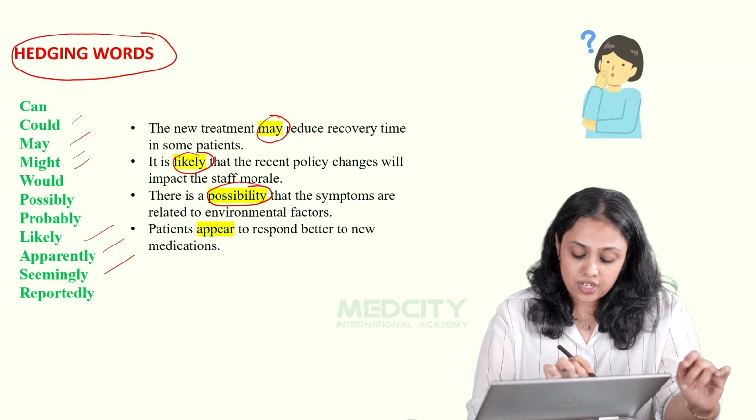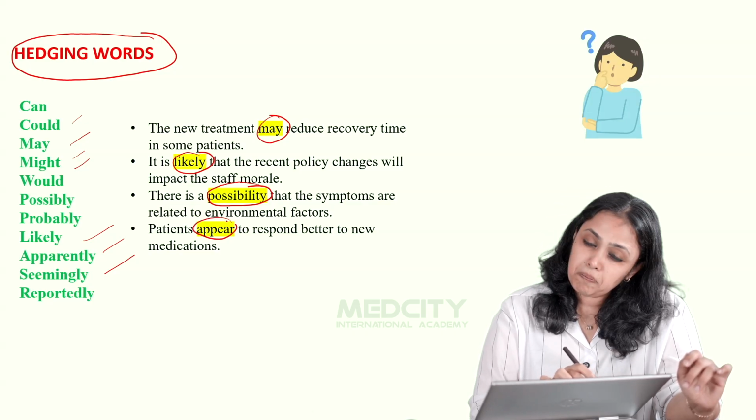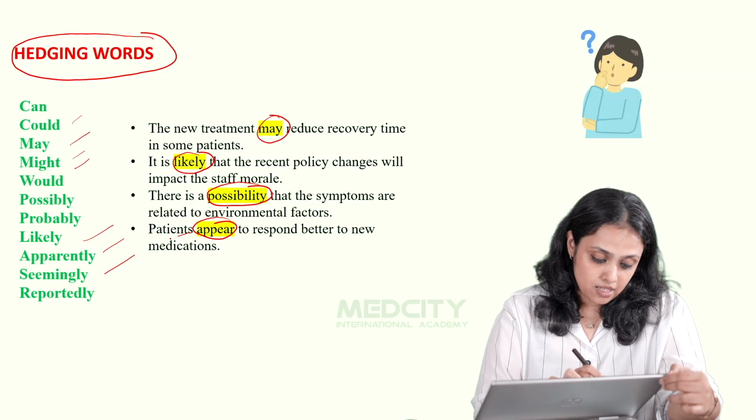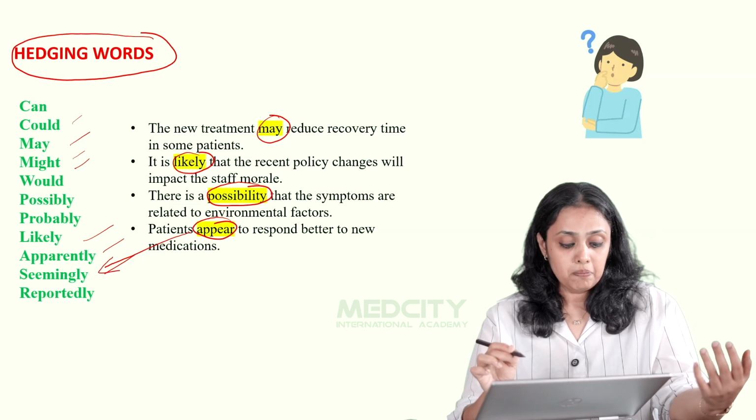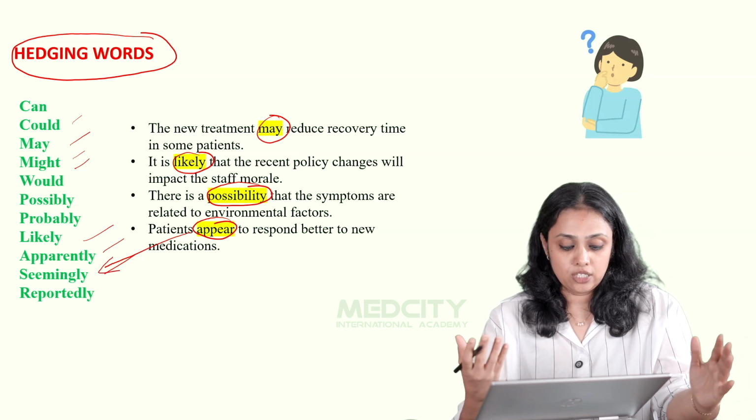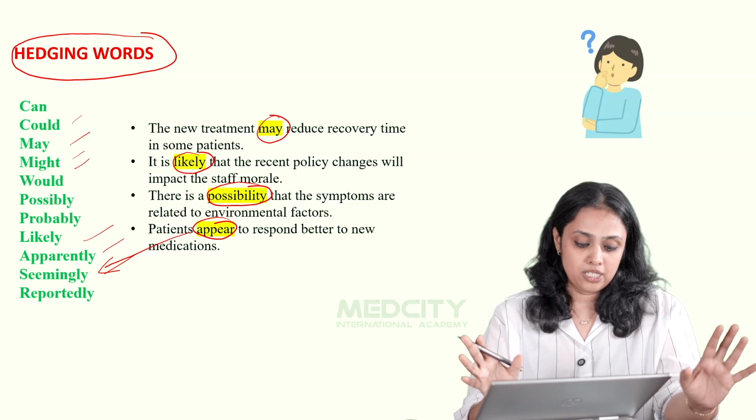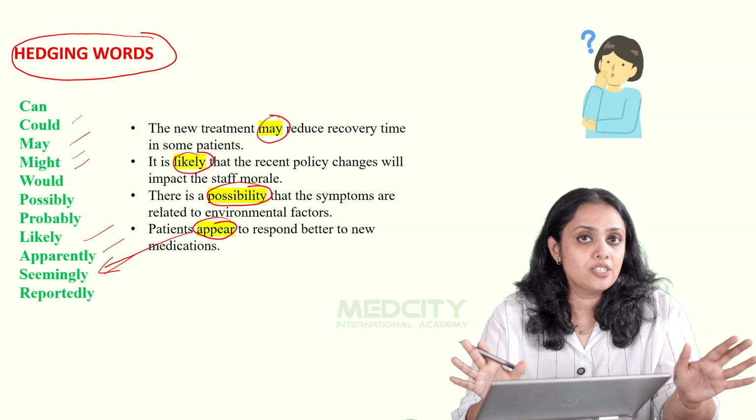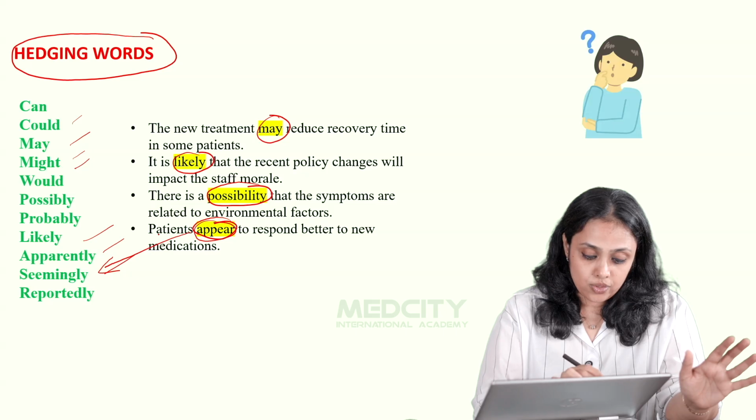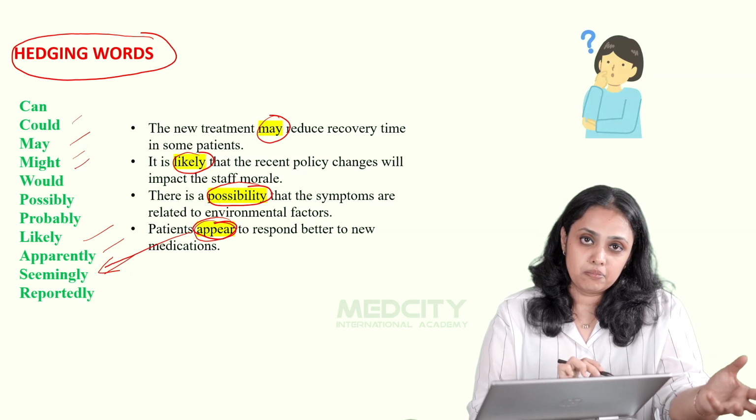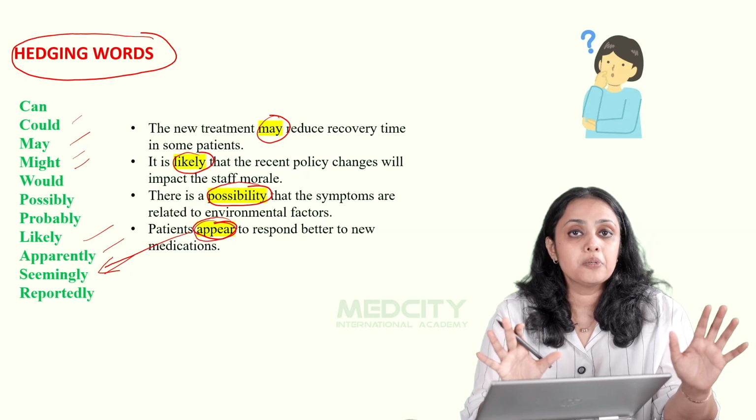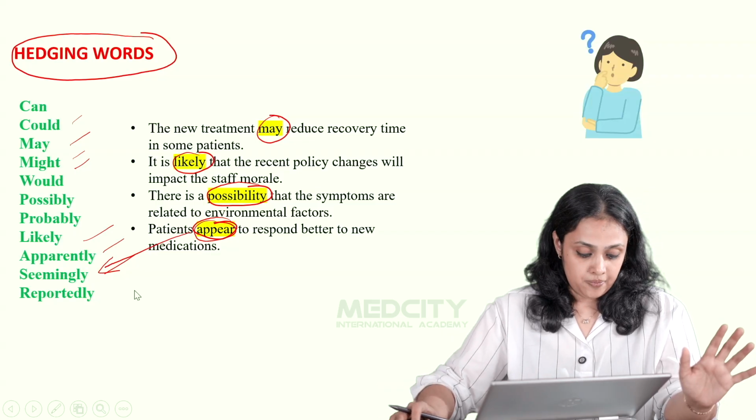Patients appear to respond better to new medications. Appear is again the same as seem. Patients seem to respond better to new medication. They just feel that they are responding better to the new medications, but there is no evidence. So they go for using the words appear or seem, just to show that we're not 100% certain about it.